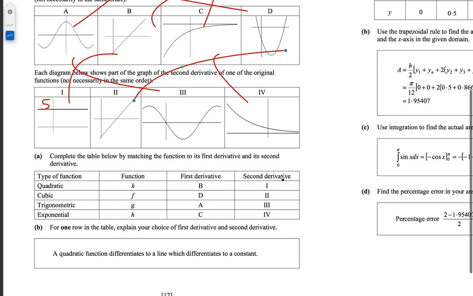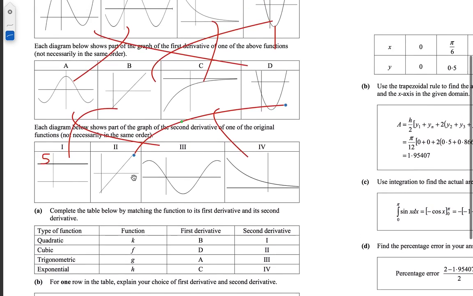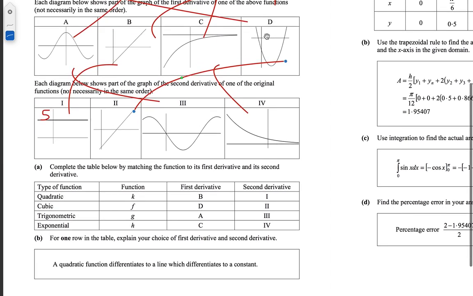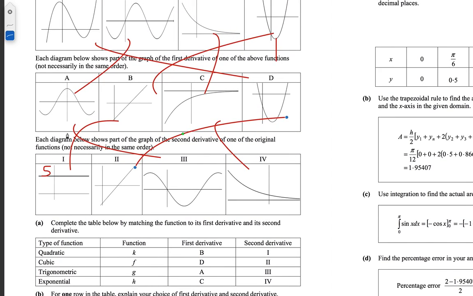So you just fill in the blanks here. I ask you to explain for one row, not for all of them, for one. One simple way would be to say a quadratic differentiates to a line, which differentiates to a constant.